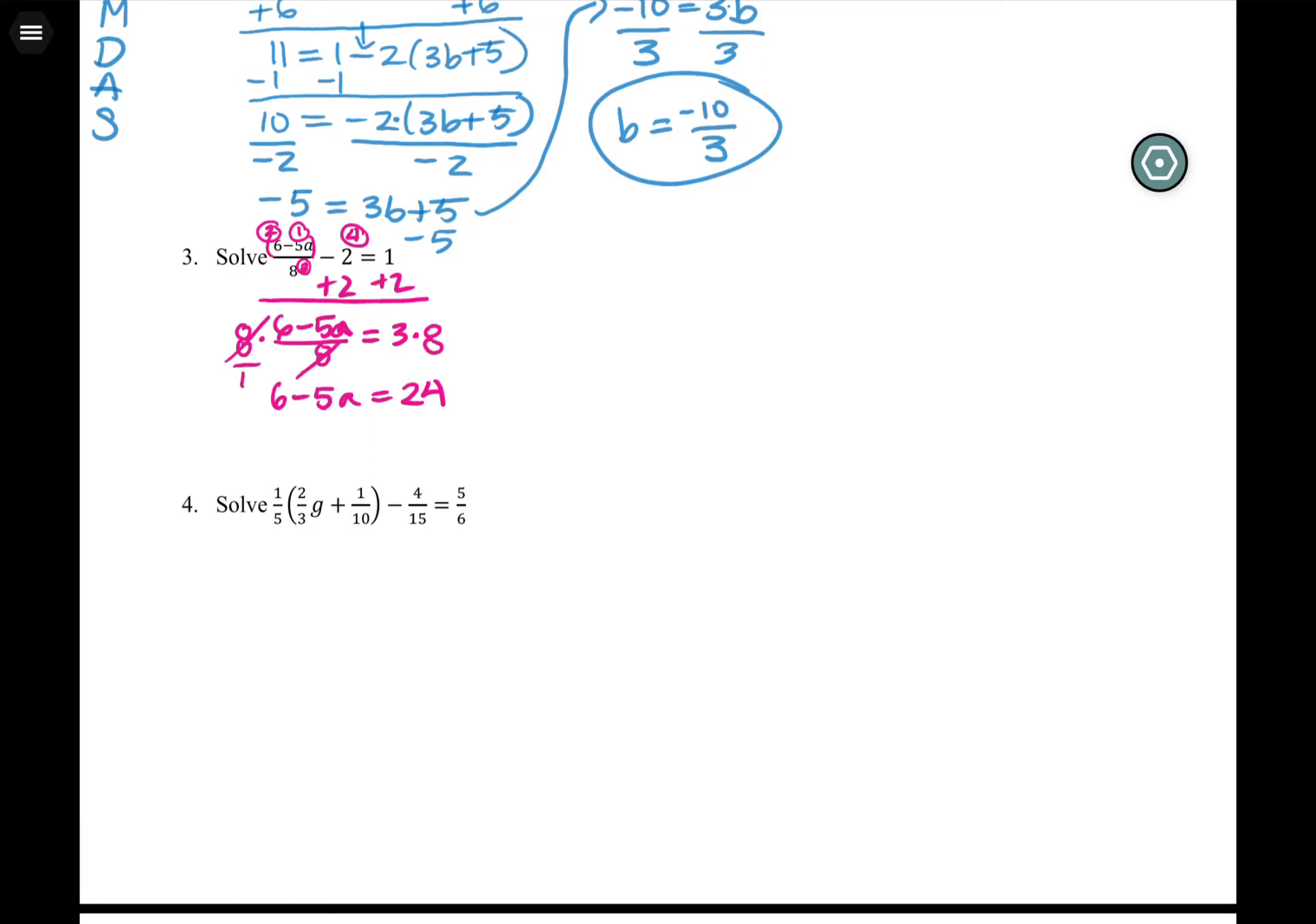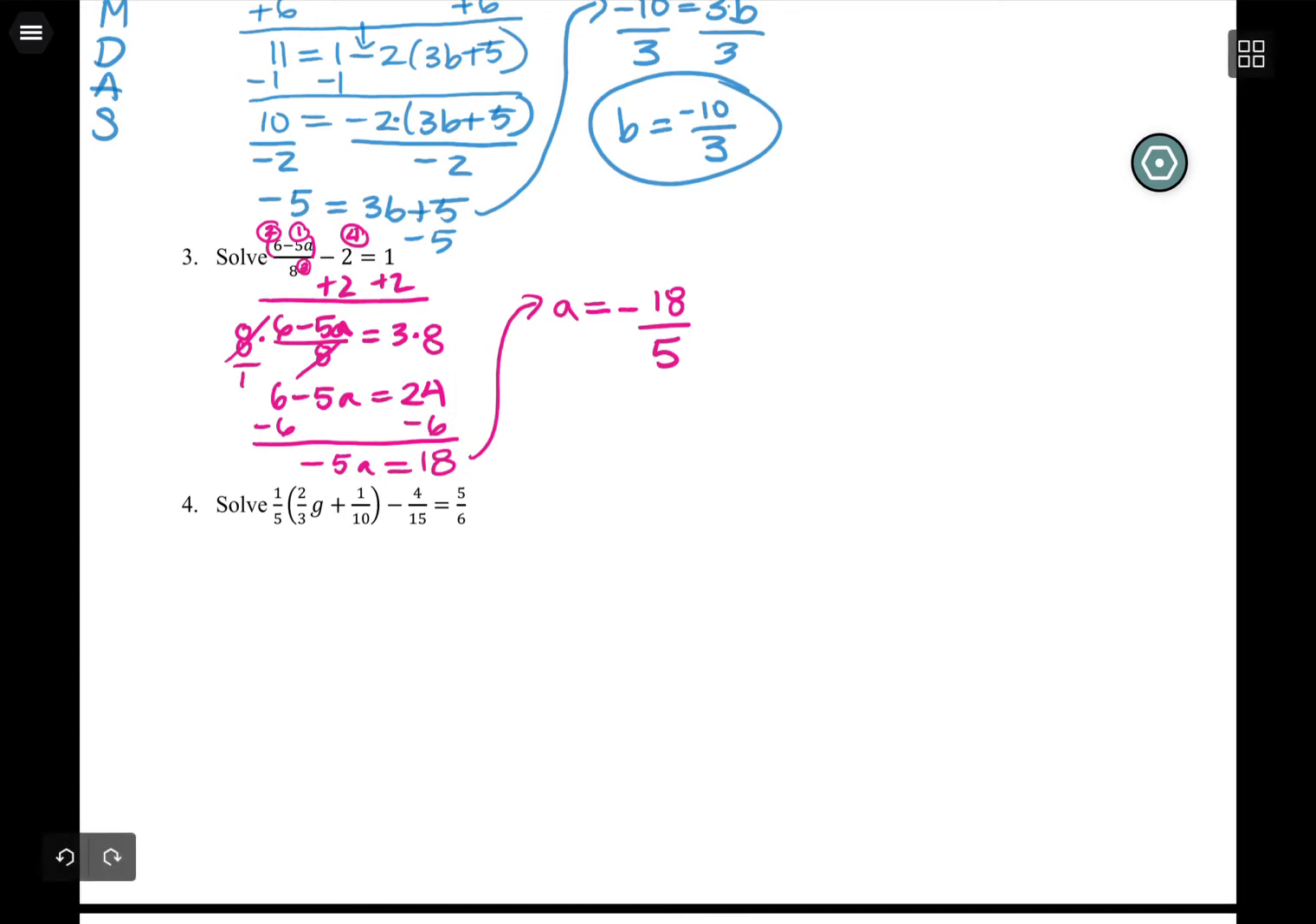The last thing happening now is adding the 6. So we'll subtract 6 from both sides. We'll get negative 5a equals 18. And then very last step, I need to divide both sides by negative 5. Since that's attached by multiplication, we'll remove it by dividing out 5. And that's my answer for that one.